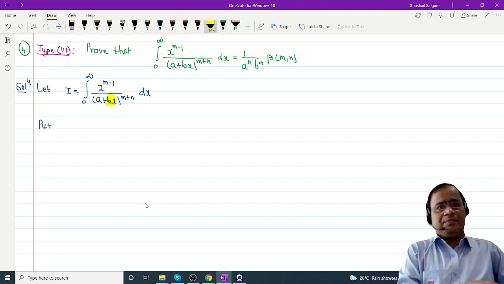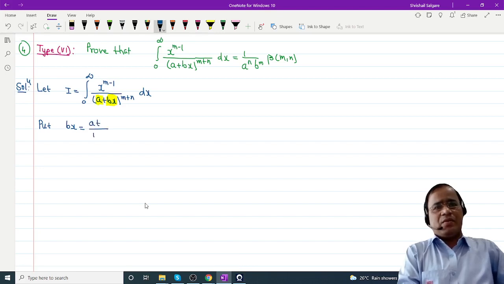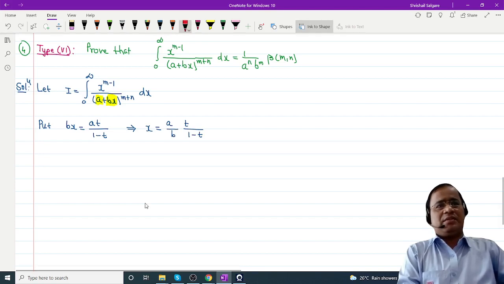This term, what I have highlighted, it is a bx. So put bx is equal to a, what is a constant term here? A, that is at divided by 1 minus t. This is a way to remember the substitution, and from this you can write substitution for x. So x can be written as a divided by b into t divided by 1 minus t. Okay, so this is your substitution.